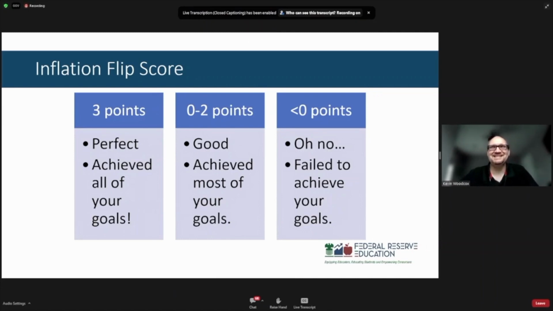If you got less than 0 points, you did not achieve your goals. The unexpected inflation has hampered your ability to meet and achieve the decisions you sought to make. So you want to make sure that students can understand that when prices change, people have to make rational decisions. However, again, with unstable prices, our incentives change, and therefore sometimes that leads us to long-term consequences because we can't make those rational decisions.